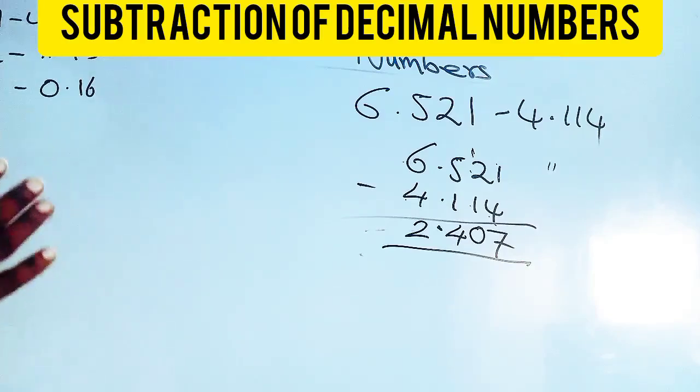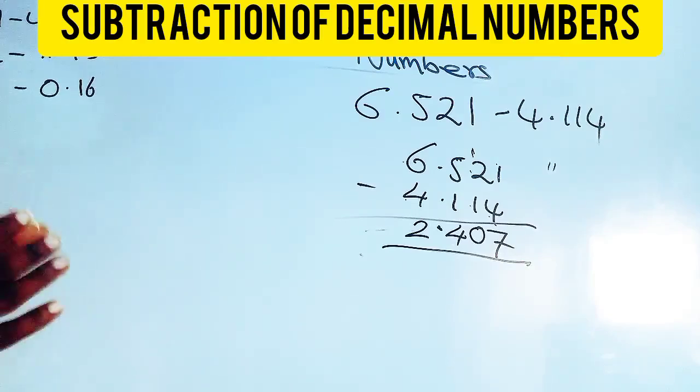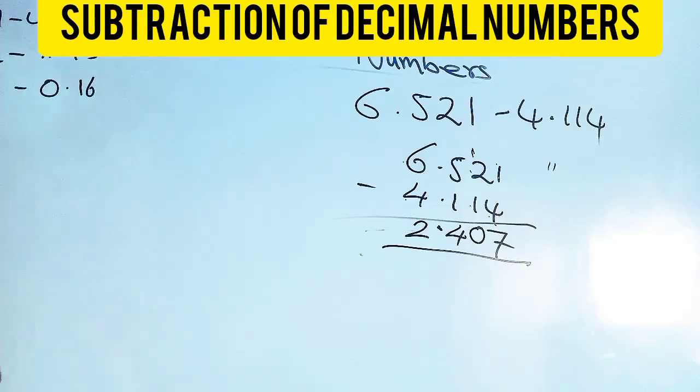Therefore, 6.521 minus 4.114 is equal to 2.407.